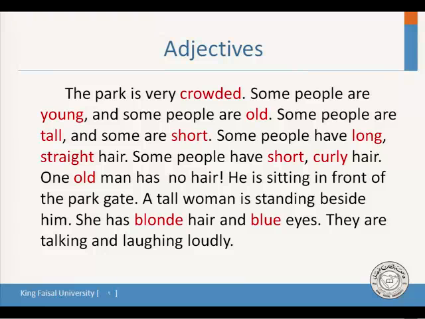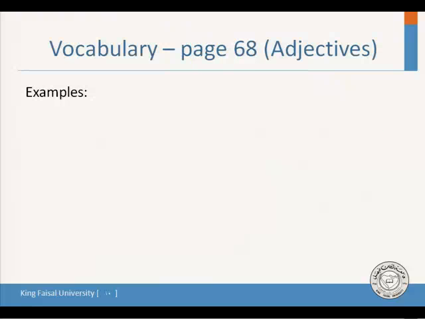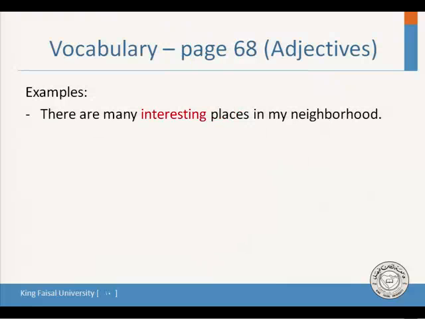We have long straight hair, short curly hair, old man, blonde hair, and blue eyes. Okay. Now let's do an exercise on the adjectives. The exercise is on page 68 in your books. Look at the examples. There are many interesting places in my neighborhood. What is the adjective?